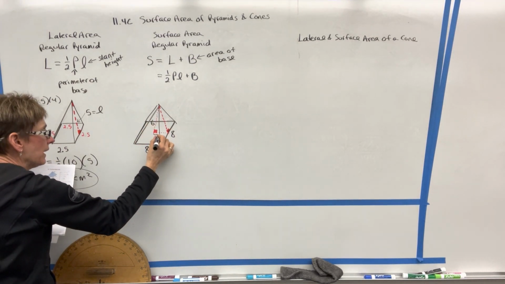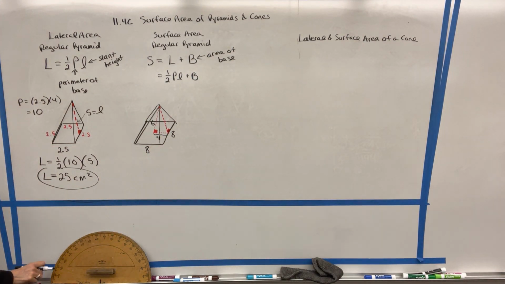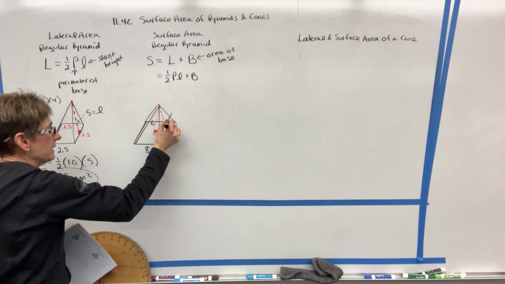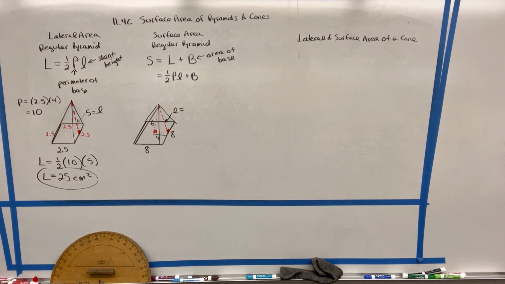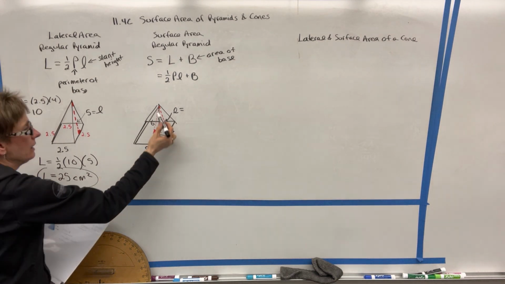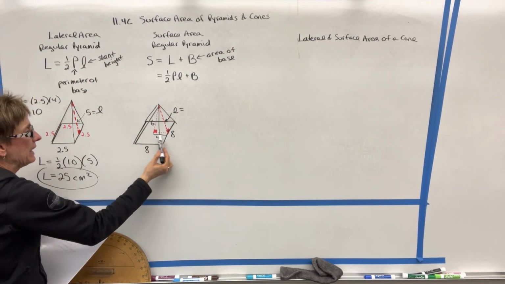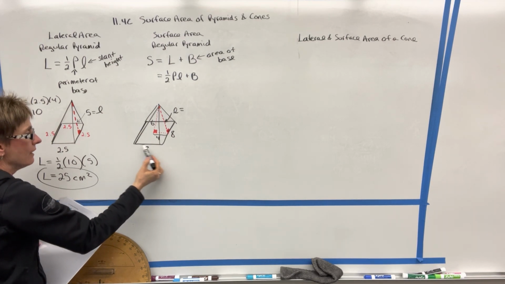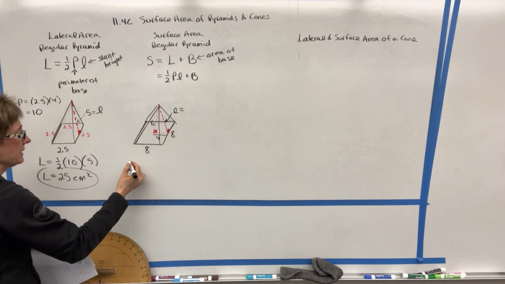Now, this length right here is going to be 4 because it's half the width of the square. We actually need to find our slant height. In this particular problem, this is kind of weird, but you have to see that there's a right triangle hidden inside the pyramid. The height of this right triangle is 6. That was given to us. The base here is 4 because it's half the width of the square. We are going to have to use Pythag to find the slant height.